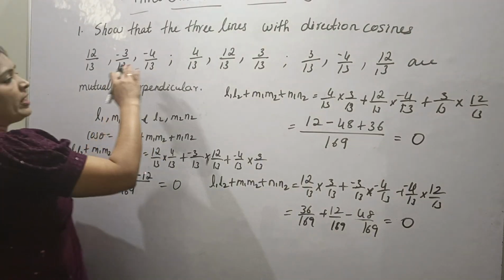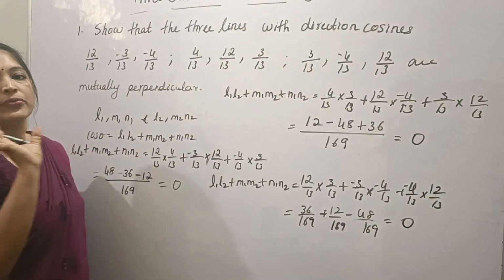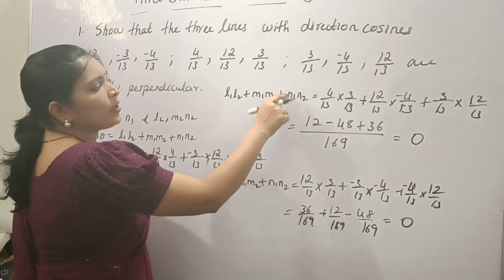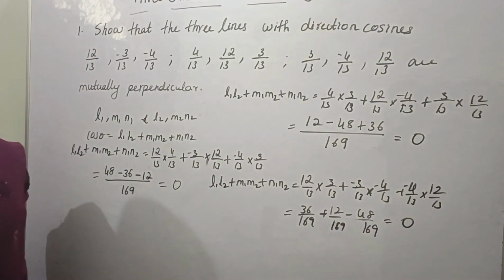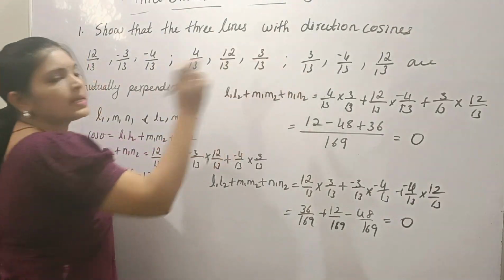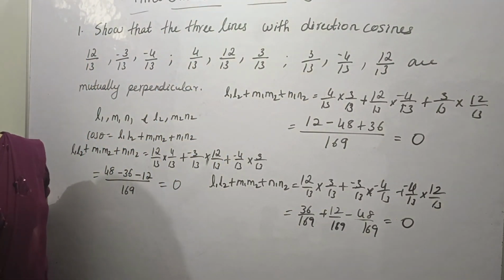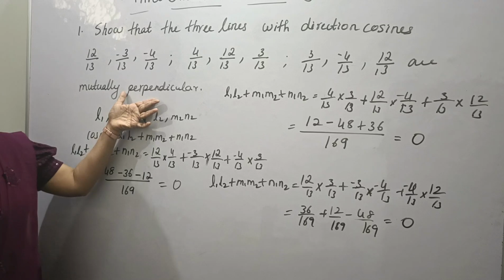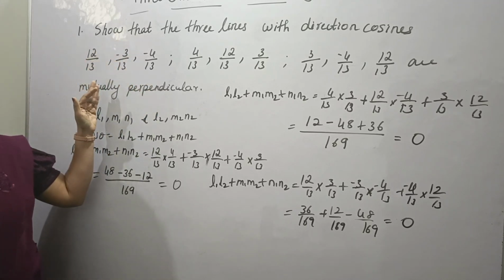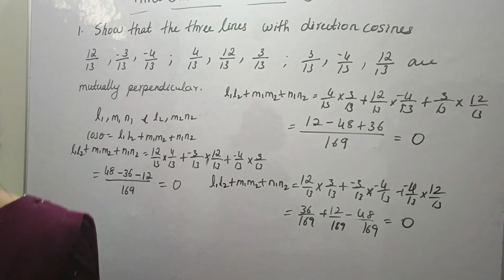So here also, see, when we take this pair also, we have got this L1, L2 plus M1, M2 plus N1, N2 is equal to 0. That means cos theta is equal to 0. That means angle between these two lines is 90 degree. Therefore, here we can say these three lines are mutually perpendicular. Okay.